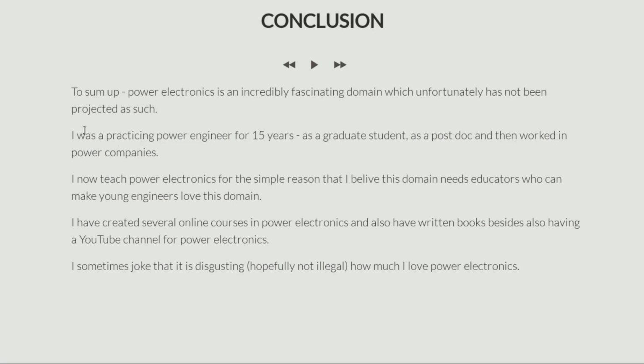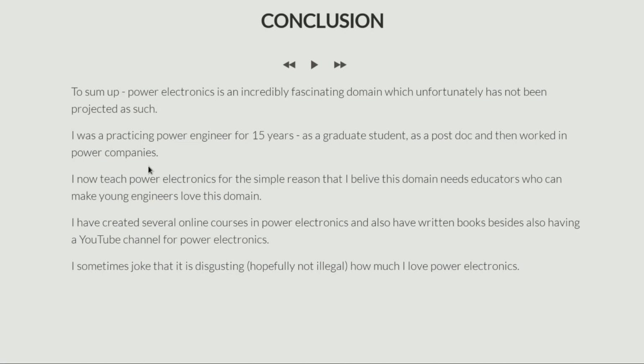I just wanted to talk about my own journey. I was a practicing power engineer for close to 15 years. After my undergraduate, I did graduate studies, which means I did my master's, I did my PhD, and then I did a postdoc as well. After my postdoctoral fellowship, I worked in power companies for close to 5 years. So I was a practicing power engineer for 15 years. And I worked on many projects, and trust me, they were incredibly satisfying and fulfilling. So power electronics is not a domain that I would say is boring or mundane or not exciting.